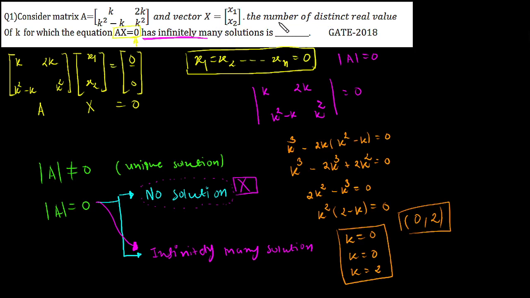They are asking about the number of distinct real values for k, such that the system has infinitely many solutions. So now we can say here the number of distinct values k can take is 2, from this 0 and 2.